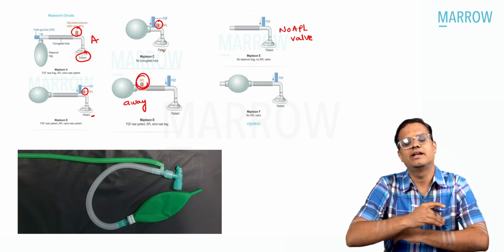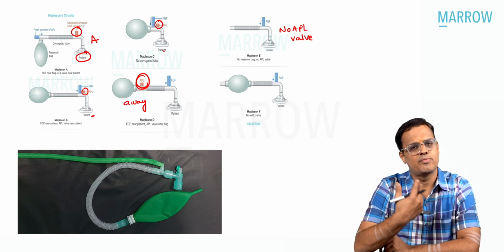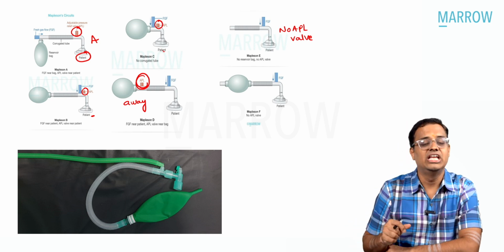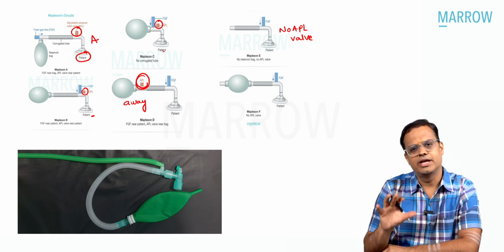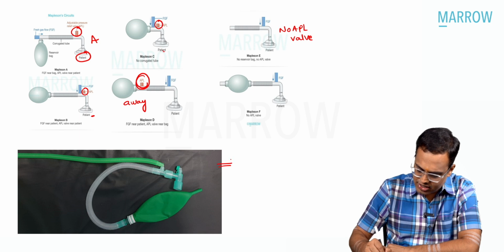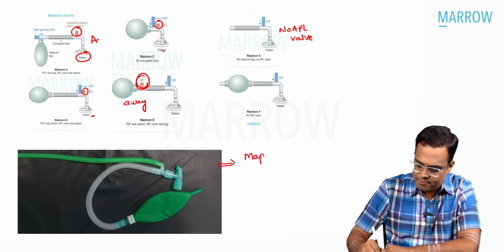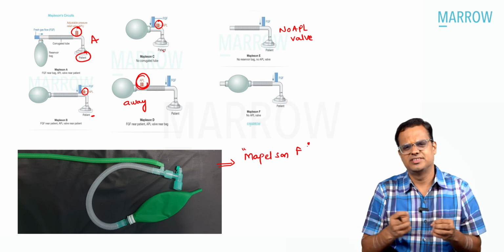Again, I am telling you very clearly, till now they have not asked this question. Maybe some resources said they will give you the picture and ask you what this circuit is. So don't worry about it. You can easily follow that algorithm and identify it. And the circuit we are talking about is called the Mapleson F circuit, because this is the first question.